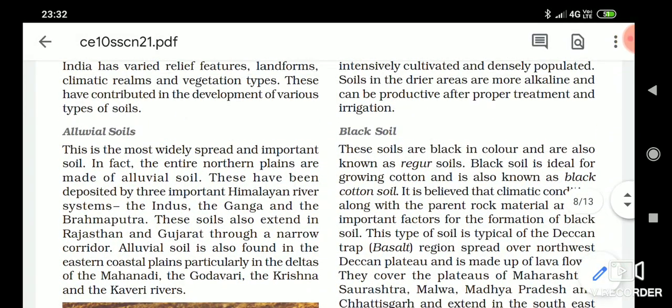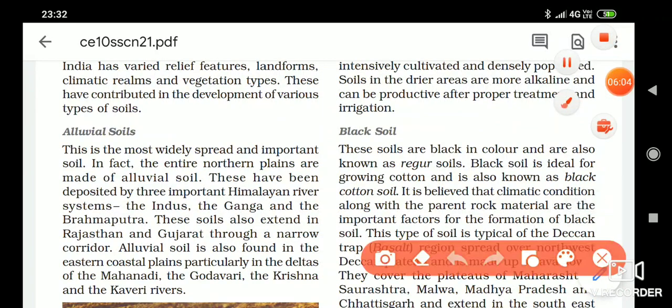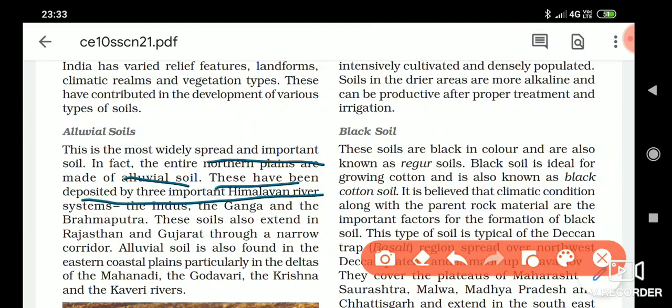Wait. So first is the alluvial soil. So here you can see it's widely spread and important soil in terms of agriculture. Okay. So alluvial soil is very important for agriculture. And these have been deposited by three important Himalayan rivers, the Indus, Ganga and Brahmaputra.